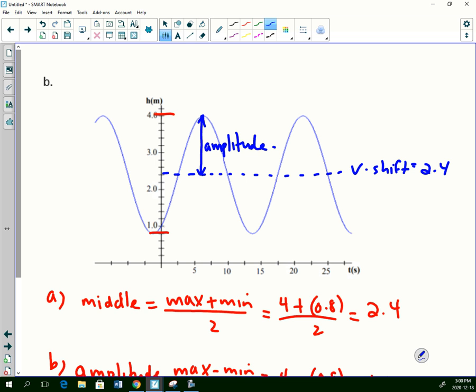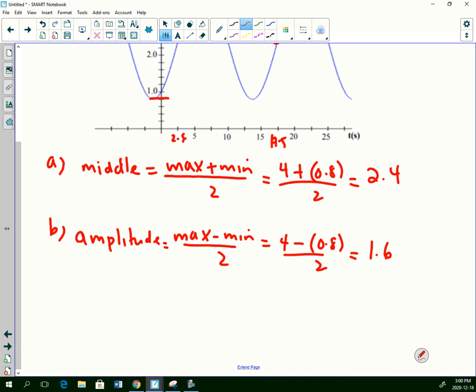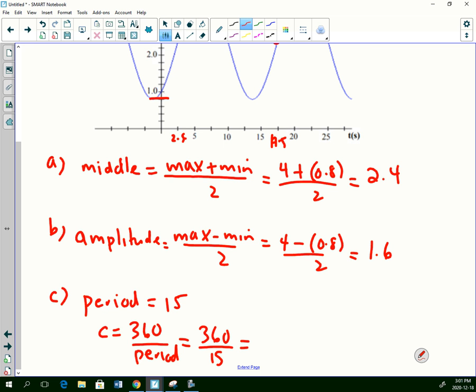The period is where we repeat one cycle. So it looks like you want to try to pick a pretty good point. So it looks like maybe I'll start here at 2.5 and then it ends here. There's one cycle at 17.5. So it looks like the period is 15. Usually the graphs are fairly easy to read. So the C value is 360 divided by the period. So it's going to be 360 divided by 15. So we'll just calculate that. And that is 24. That's my C value.